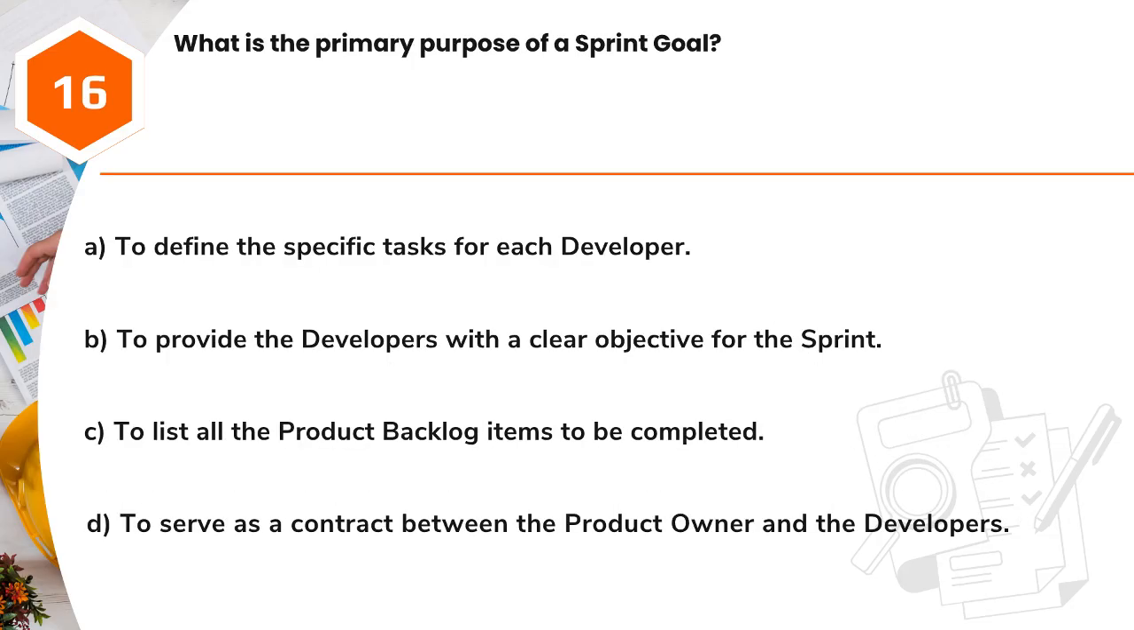Question 16. What is the primary purpose of a sprint goal? A. To define the specific tasks for each developer. B. To provide the developers with a clear objective for the sprint. C. To list all the product backlog items to be completed. D. To serve as a contract between the product owner and the developers.